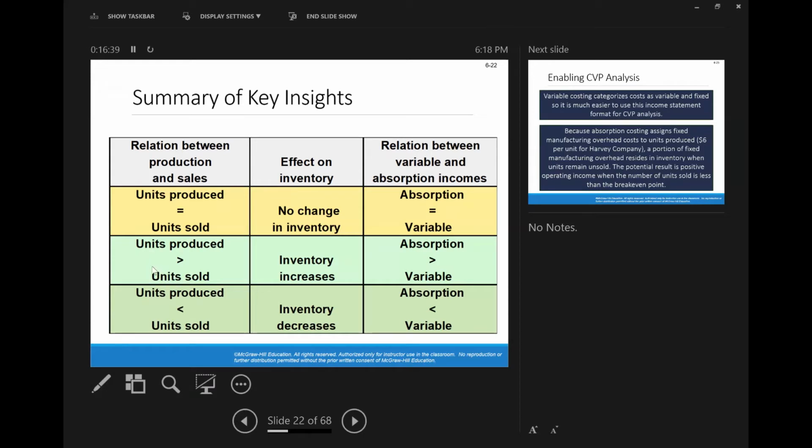Then if we do the second scenario, where units produced is less than the units that we sold, now our inventory costs will decrease because we're pulling some of those costs from the previous period. We're pulling those out, and now we have a little more out than what's been produced. So it's going to reduce the inventory. And then the absorption income is going to be less than the variable income.